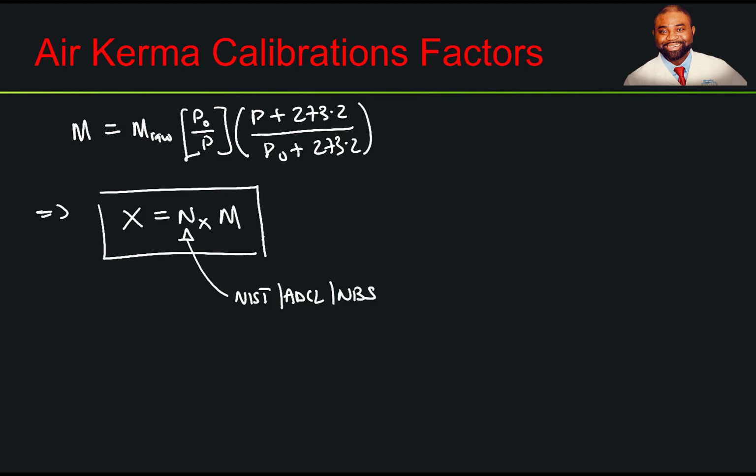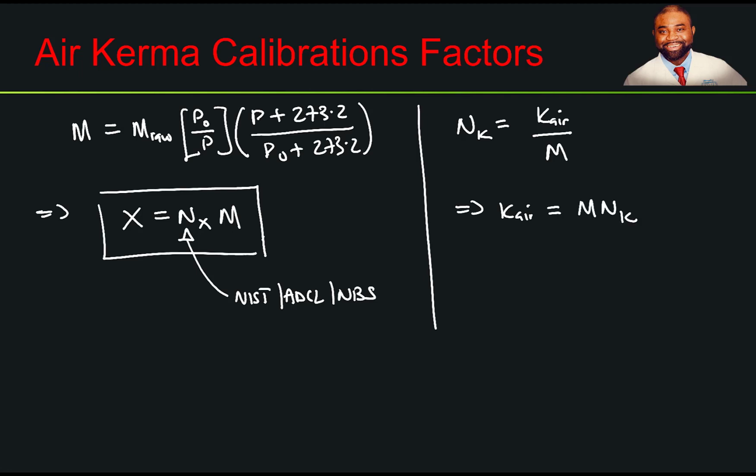The next calibration factor is what we call the AAPM calibration factor, N_K, which is simply equal to the air kerma divided by the corrected meter reading. This means that the air kerma is equal to M times N_K.